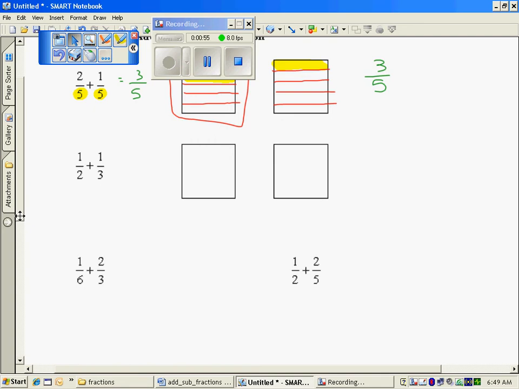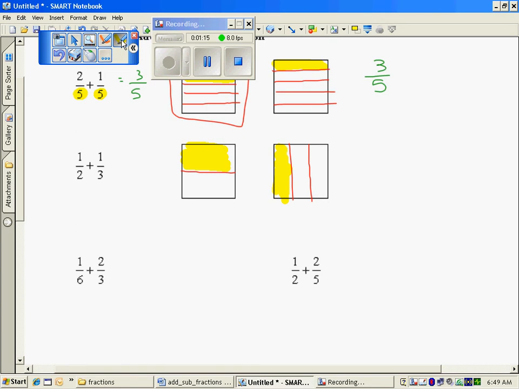So if I was to look at them visually, 1/2, and we'll shade that top region as 1/2, and 1/3 is this stripe headed this way. Now we can see that those are not the same size pieces, so I can't get a total until I make them the same size.